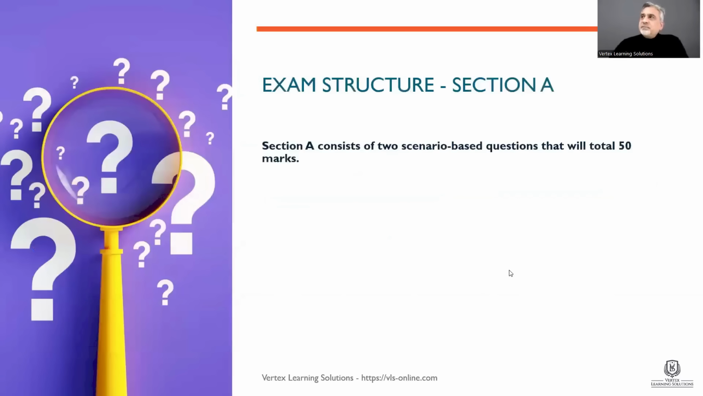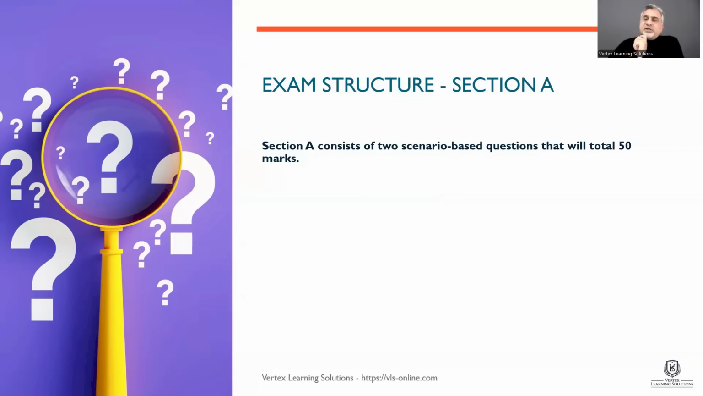Exam structure: there are going to be 4 questions in the exam. So you have section A and you have section B. Section A has 2 questions and is for 50 marks. Section B also has 2 questions, and that is also for 50 marks.